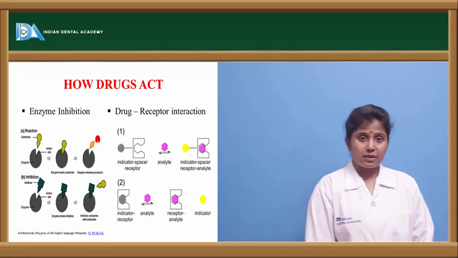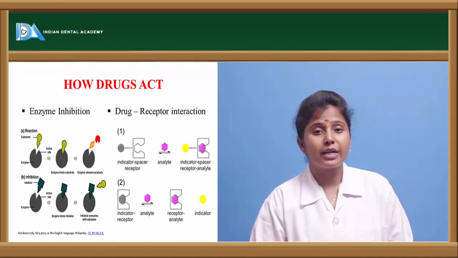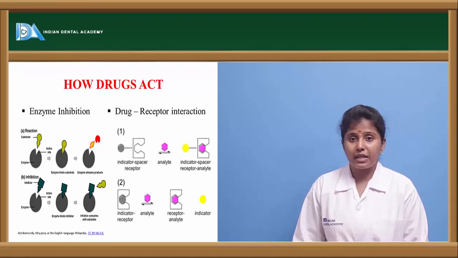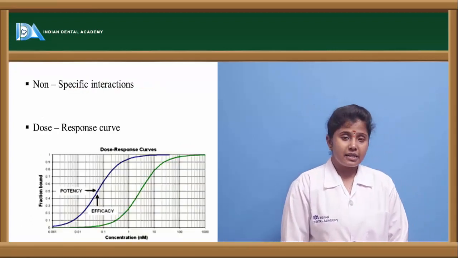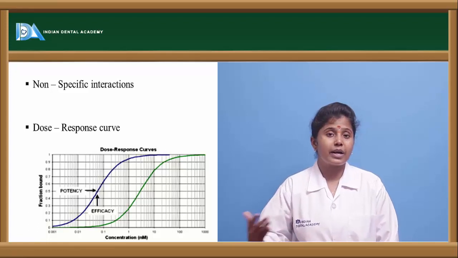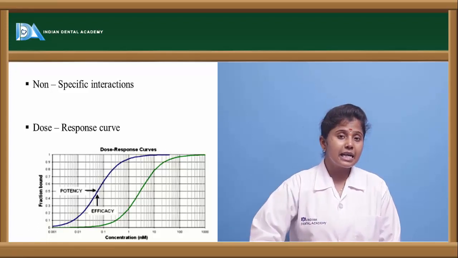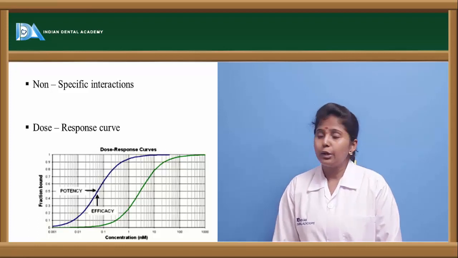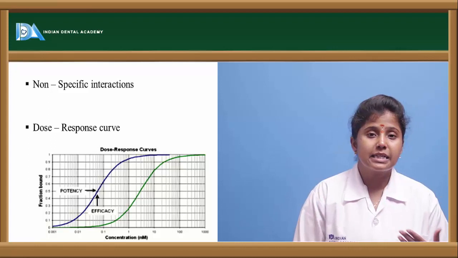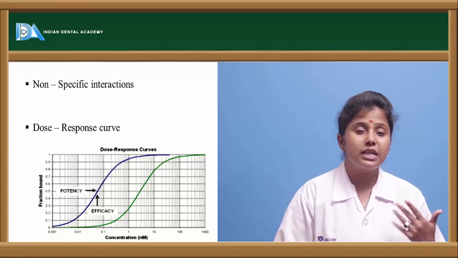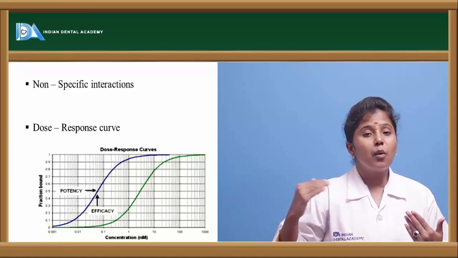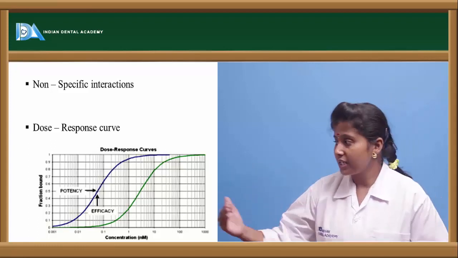The other is drug receptor interaction. Here the drug binds to the receptor and interacts with it, and thereby shows various effects. Non-specific interactions are those where the actions are exhibited through ion channels. The drug binds to the ion channels and indirectly alters body functions. Then the dose response curve. A dose response curve is a graph plotted against activity and concentration. Here, as the dose increases, the potency or the activity of the drug increases.